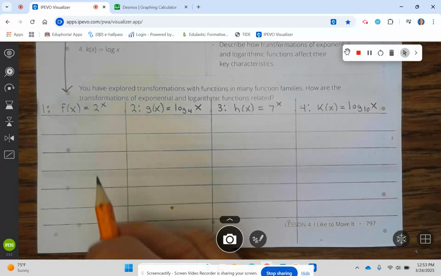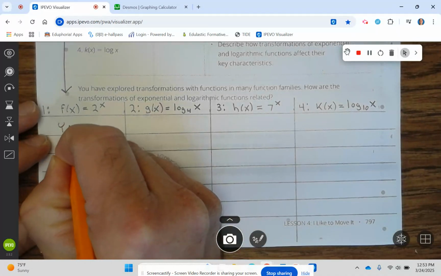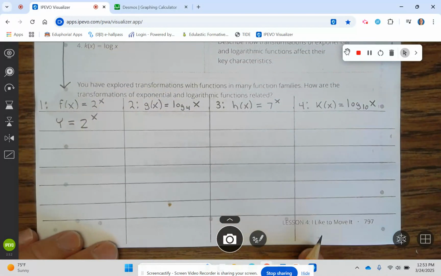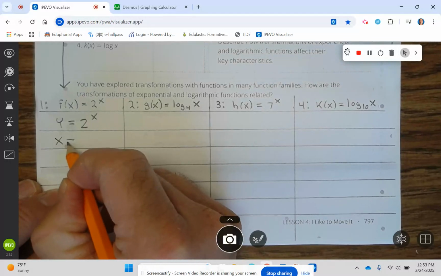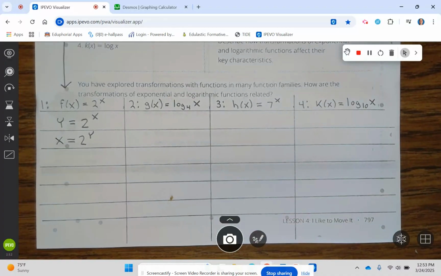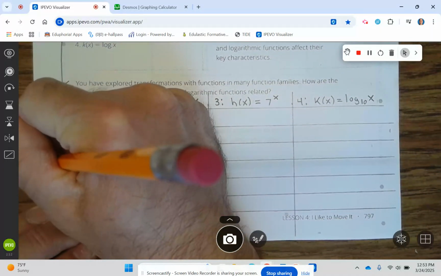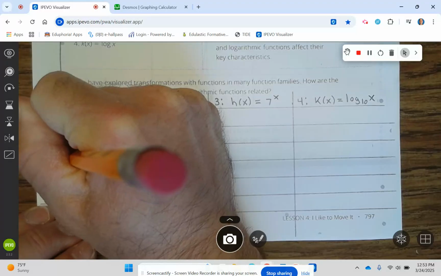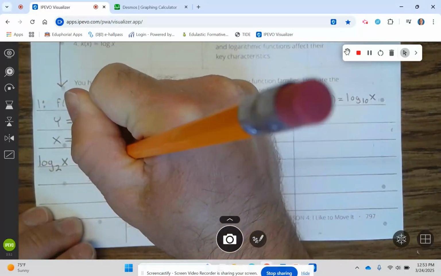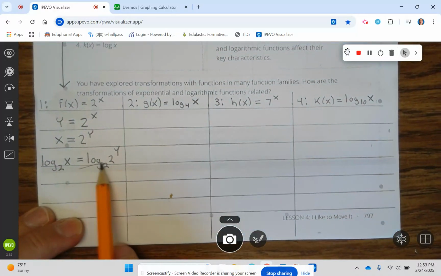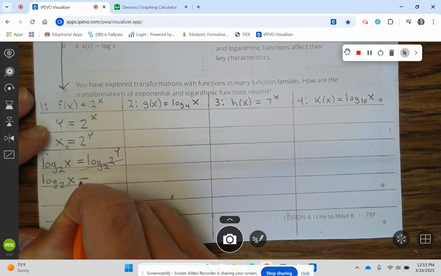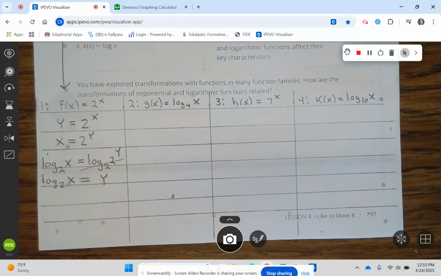Okay, first step on the inverse, change f of x to y. So y equals 2 to the x. Next step, change x and y. So x equals 2 to the y. Okay, and then we're going to take log base 2 of both sides. Log base 2 of 2 cancels, so you're left with log base 2 of x equals y.